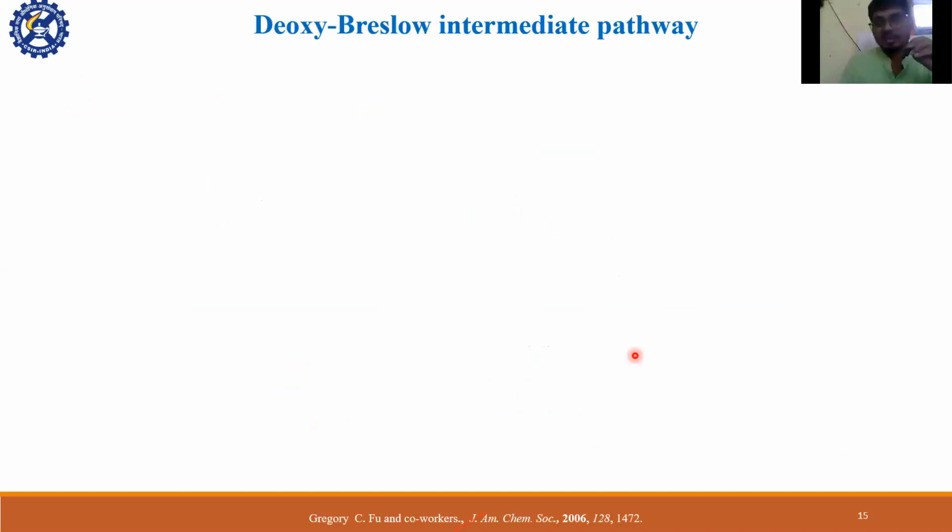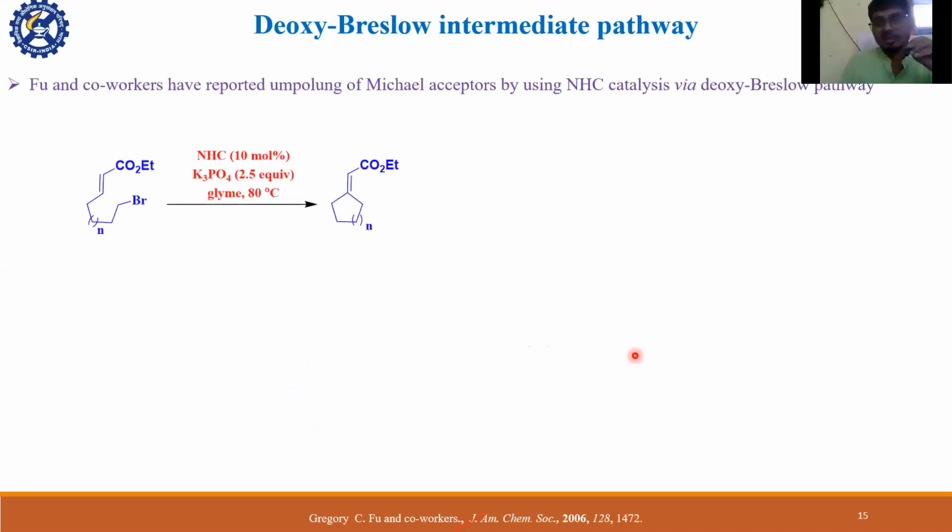Now the deoxy-Breslow intermediate. Here, basically this Michael acceptor is electrophilic in nature, but if you react with NHC, it becomes nucleophilic in nature. And again, this undergoes SN2-like reaction and forms these cyclopentene rings. The mechanism involved is like this.